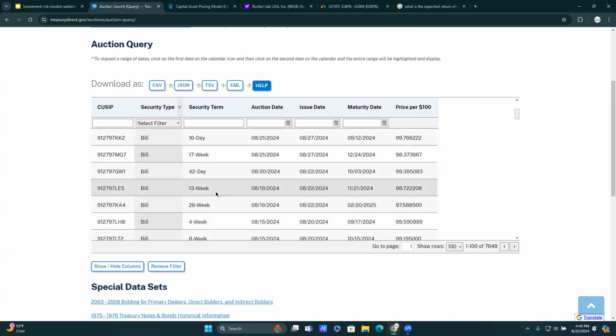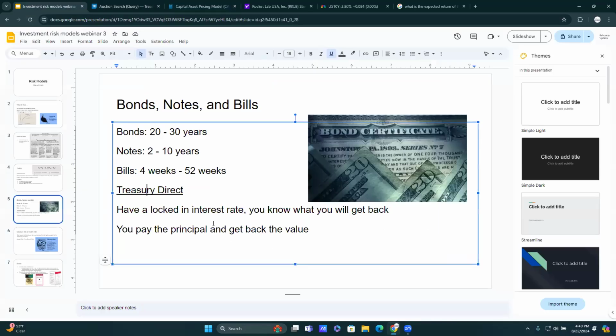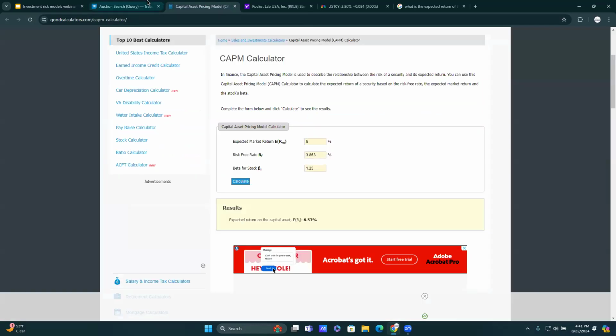So let's look at this bill right here. This treasury bill is similar to treasury bonds. It just has a different time period. So bills, bonds, and notes are all similar. They just have different time periods from when they mature. They have a locked-in interest rate, so you know you'll get that amount back, typically.